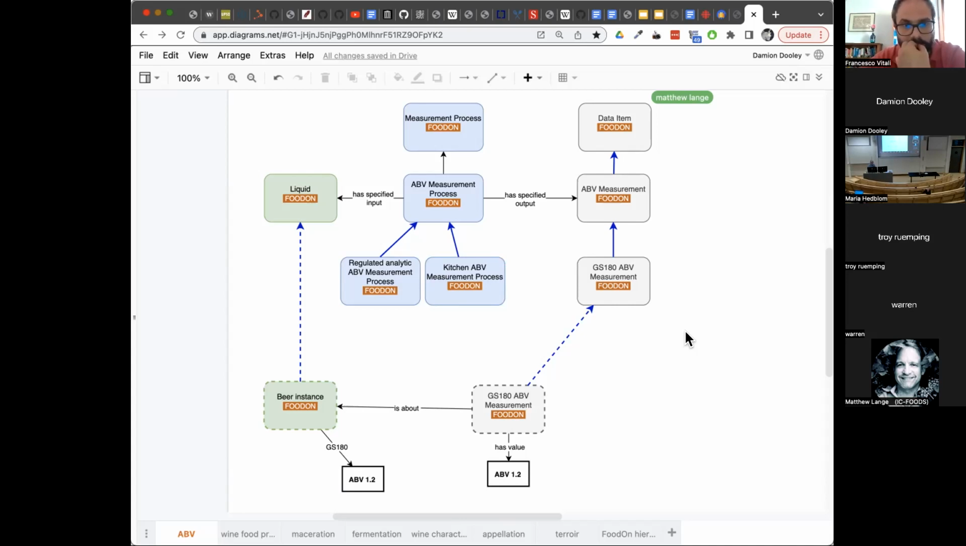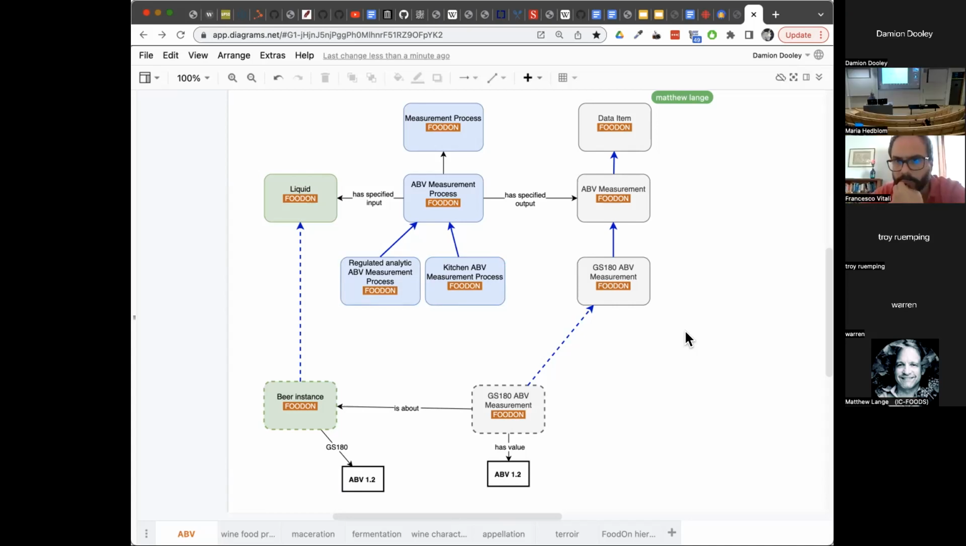And maybe the solution is to say, okay, fine, we will add that when we acquire, which is another solution that's possible. However, I think I can comment on this now. So Foodon buys into the OBO Foundry and OBI especially data item world, and in that data item world, you can name data items, say they're about something. So in this case, I would just say that we're talking about a GS1 ABV measurement as a class, and this is an instance of that class that has a value, and it's about this product, this sample, or this beer, or wherever it was.